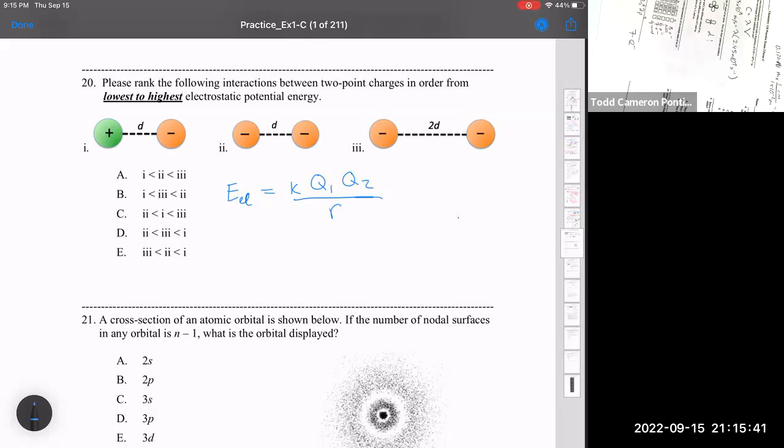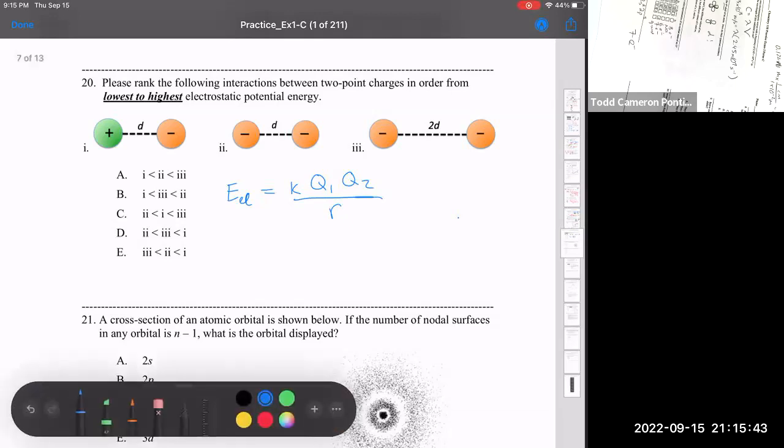So doing calculations for these, R is on the bottom because as you bring them closer, the denominator gets smaller and smaller, which means the magnitude of the electrostatic potential energy gets higher. R and D are technically the same thing. I believe the way it's presented on the data sheet is R. R acts as the distance between the two, but they're synonymous here, okay?